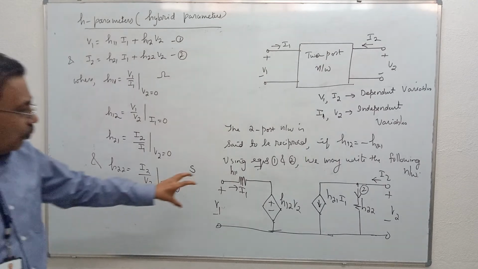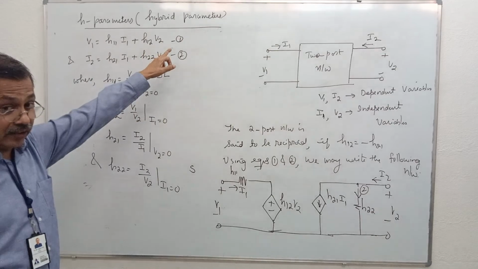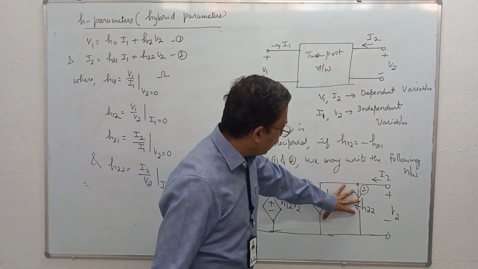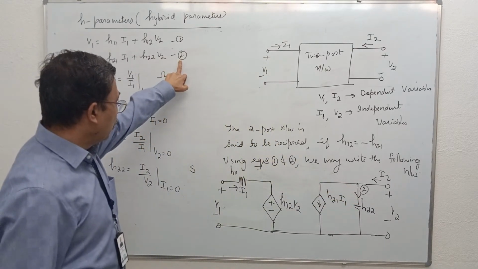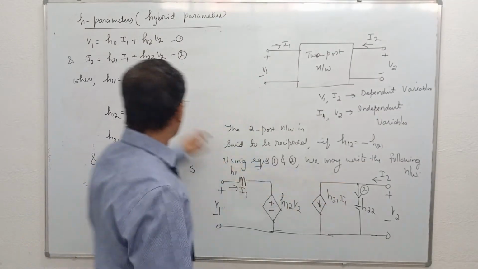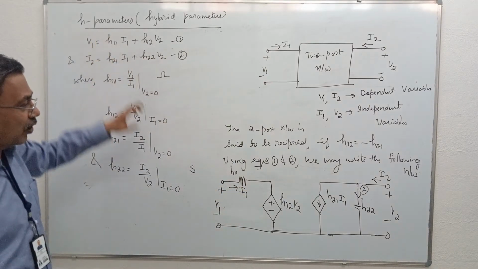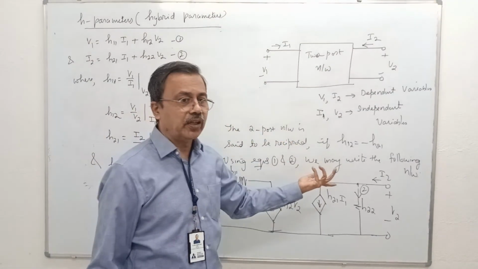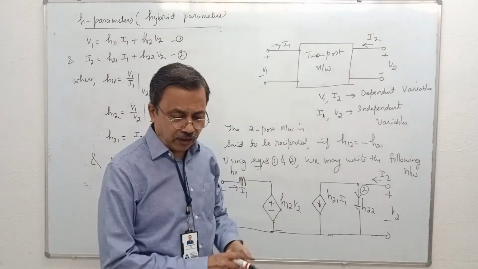In other words, the input loop circuit is written so that equation 1 is realized, and it is realized using Kirchhoff's voltage law. The network on the right side is realized using equation 2 and the concept of Kirchhoff's current law. Kirchhoff's current law at node 2 gives this equation. KVL applied to the input loop gives equation number 1. This is called modeling a two-port network using H parameters.